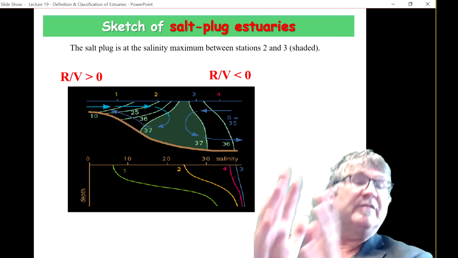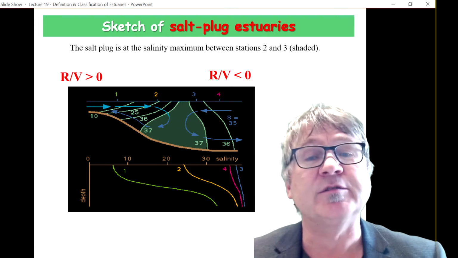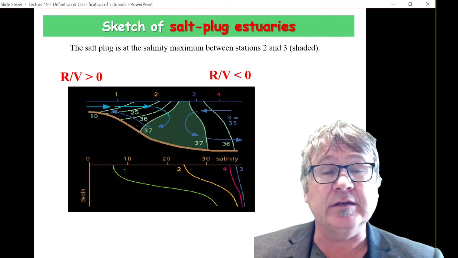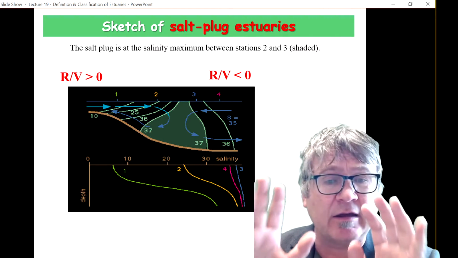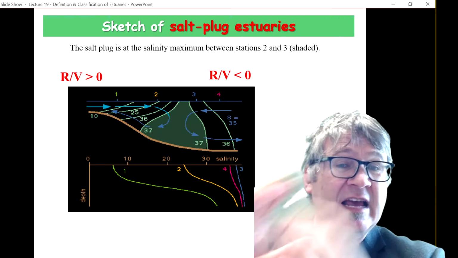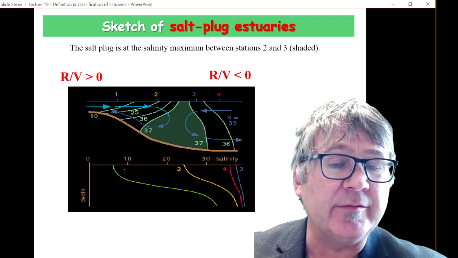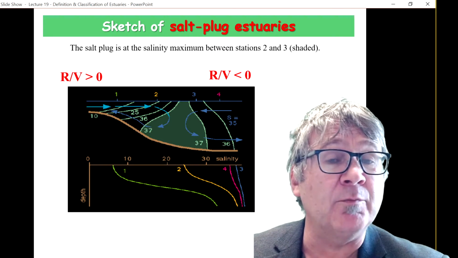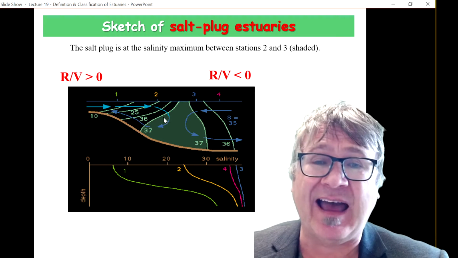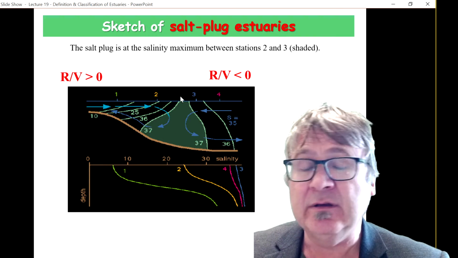So now here's a special case that you have in certain regions, which is called a salt plug estuary. A salt plug estuary is characterized by a zone which has a hypersaline environment, with lower salinity on both sides. You can see this is what we call a plug of high salinity water.